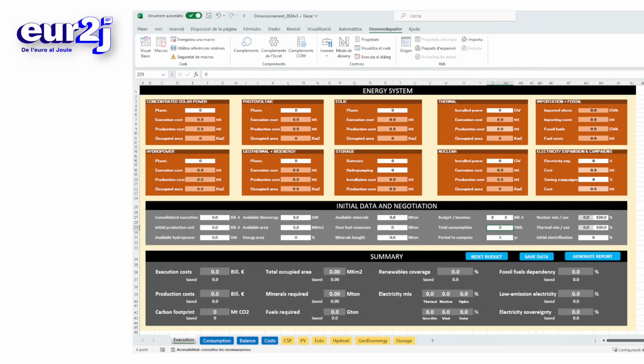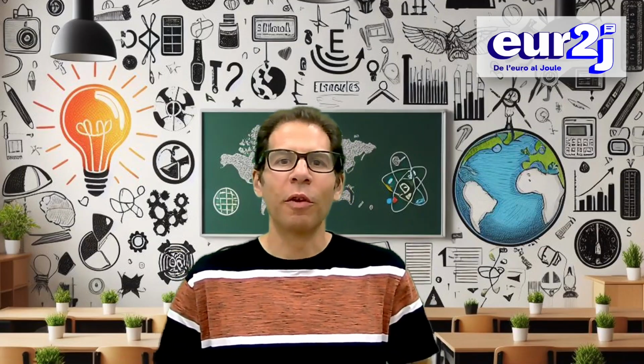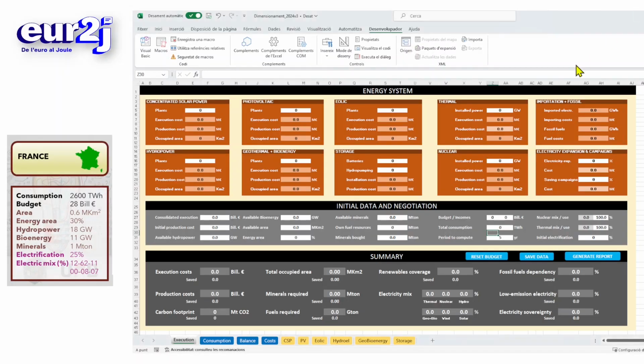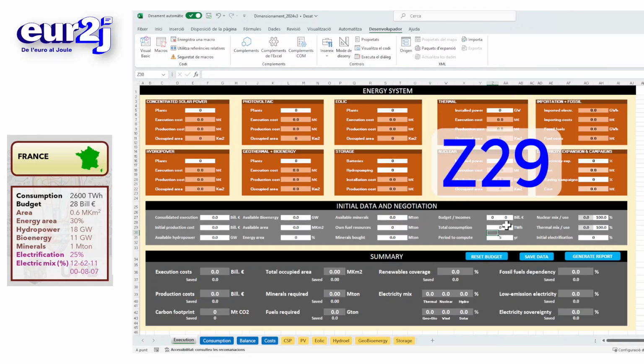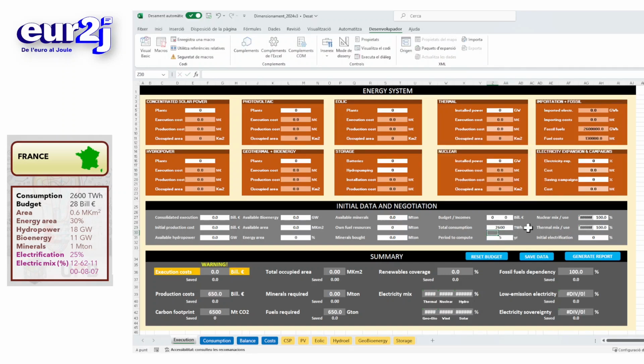In the website, you can find a PDF file where I provide a definition of the information each cell contains. Also, you may try to figure it out from the formulas in the Excel. To start the game, you need to specify the initial situation of your country given in your territory card. First of all, we have the data about the energy consumption of the country. This must be introduced here, in the cell Z29, total consumption.